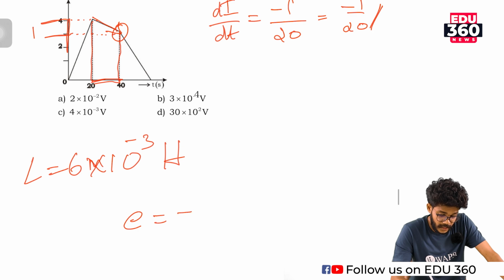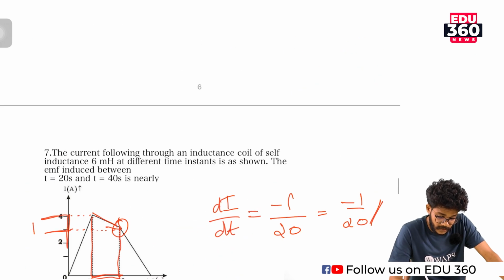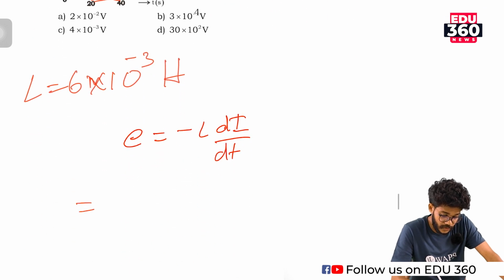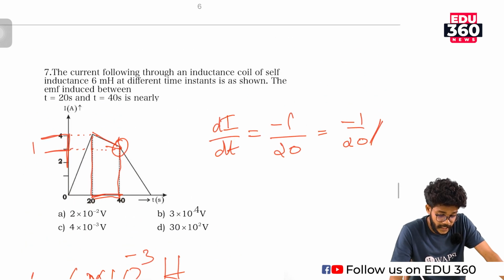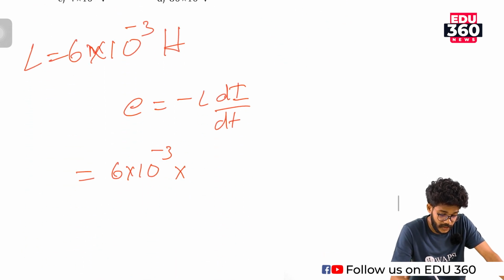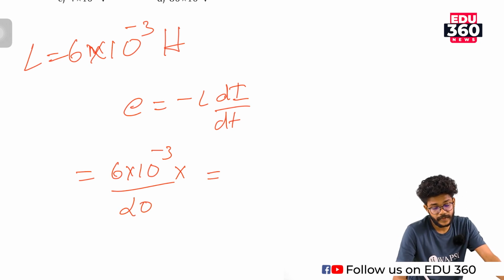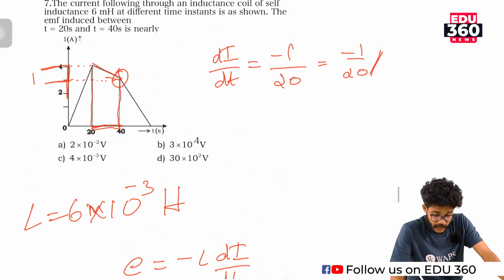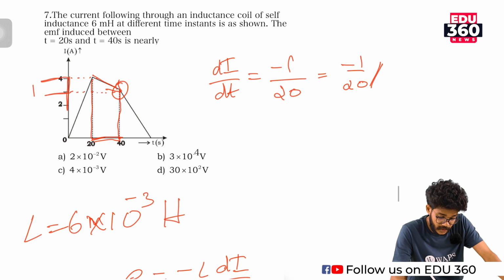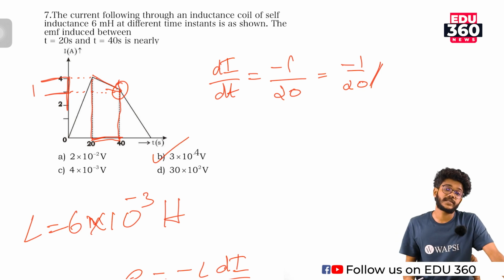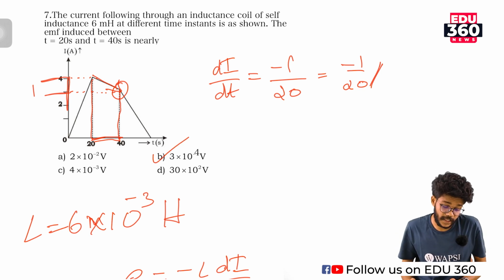EMF is equal to minus L di/dt. L is 6 millihenry, which is 6 into 10 raised to minus 3, multiplied by the negative, and this negative can be cancelled. So di/dt is 1 by 20, which is equal to 6 by 2, that is 3 into 10 raised to minus 4. So 3 into 10 raised to minus 4, option B is the correct answer.